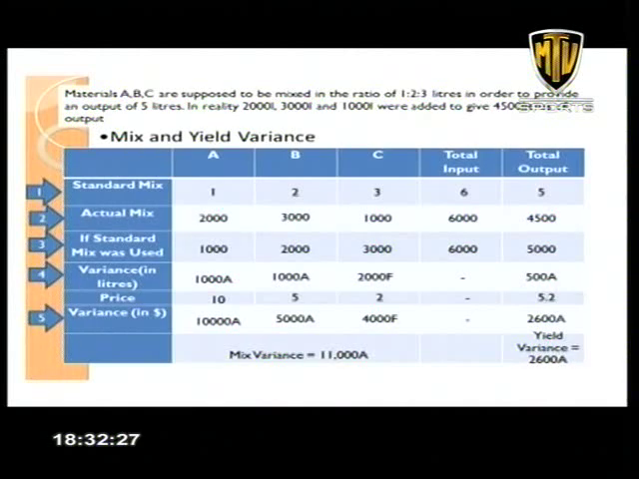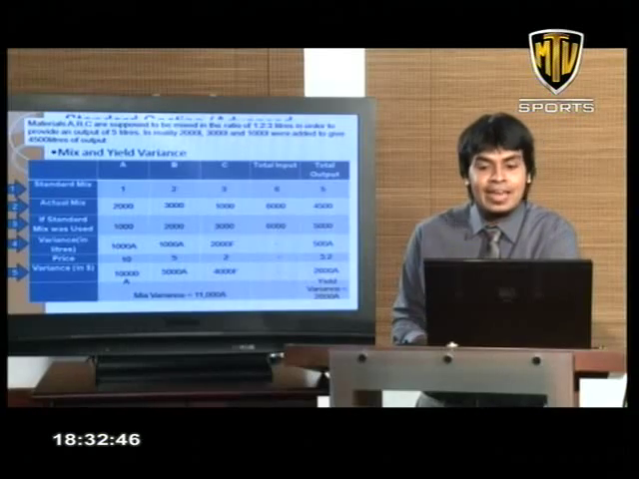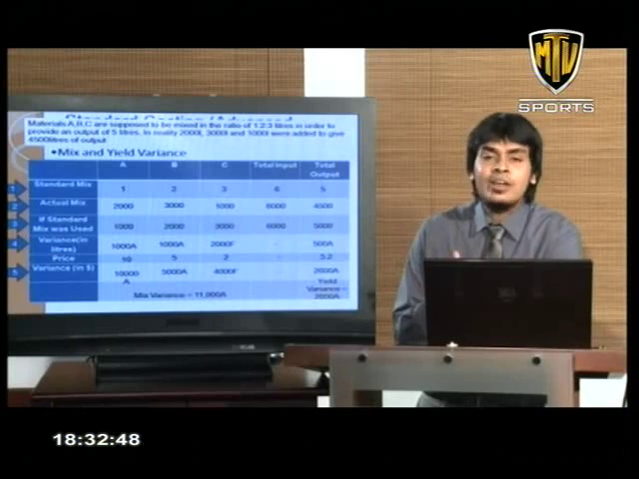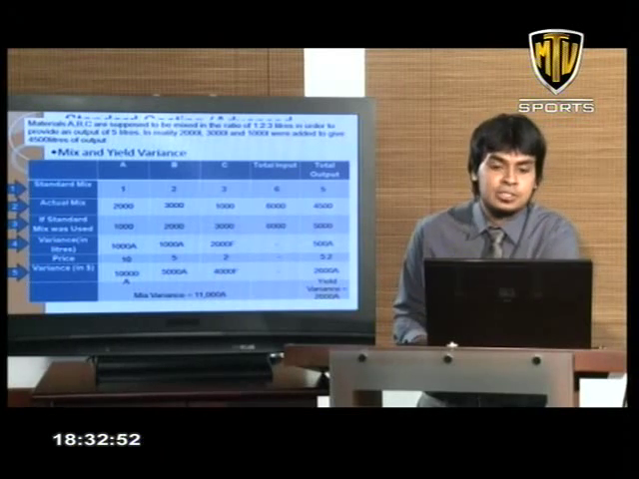So when you mix materials A, B and C in a ratio of 1:2:3, you can expect an output of 5 liters. Note, you're mixing 6 liters, 1 plus 2 plus 3, but you're getting an output of only 5 liters. So that 1 liter is actually normal loss. Don't worry about why the input is not equal to output. Well, there can always be a normal loss.